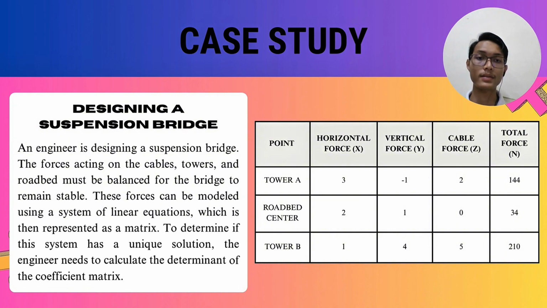So next is our case study. The title for our case study is Designing a Suspension Bridge. An engineer is designing a suspension bridge. The forces acting on the cables, towers, and roadbed must be balanced for the bridge to remain stable. These forces can be modeled using a system of linear equations, which is then represented as a matrix. To determine if this system has a unique solution, the engineer needs to calculate the determinant of the coefficient matrix.